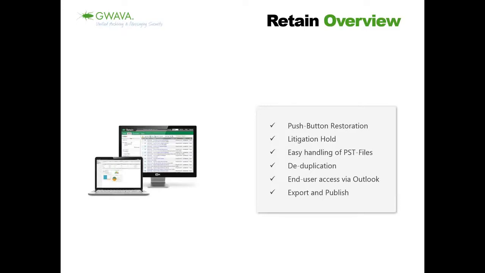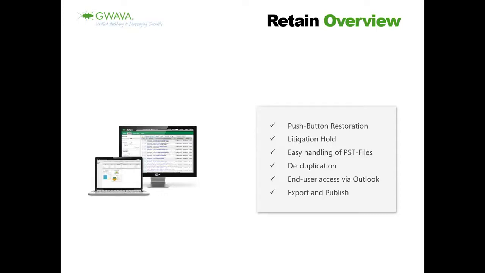Within Retain, we provide powerful tools, as I said before, for end users, but also for administrators. So you can directly restore your items. You can set a litigation hold on emails which you don't want to lose. And if PST files are a big pain point in your environment, our PST migration tool will archive all PST files into the user's archive as well. So if you want to get rid of PST files, do it with Retain.